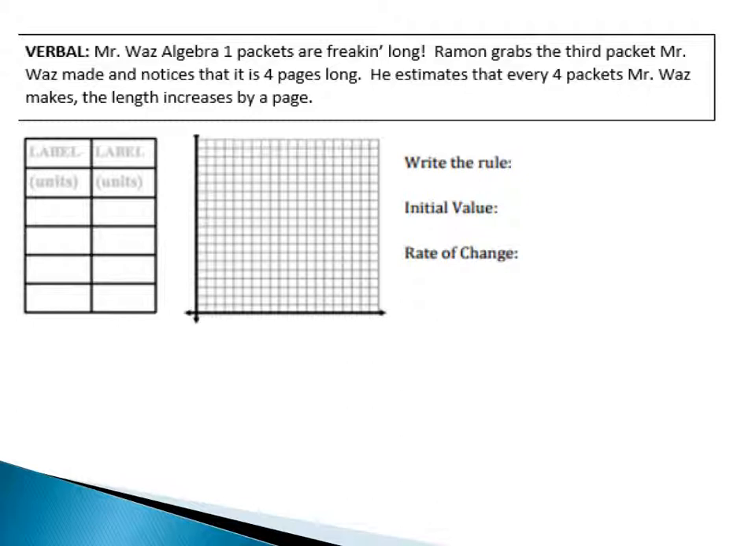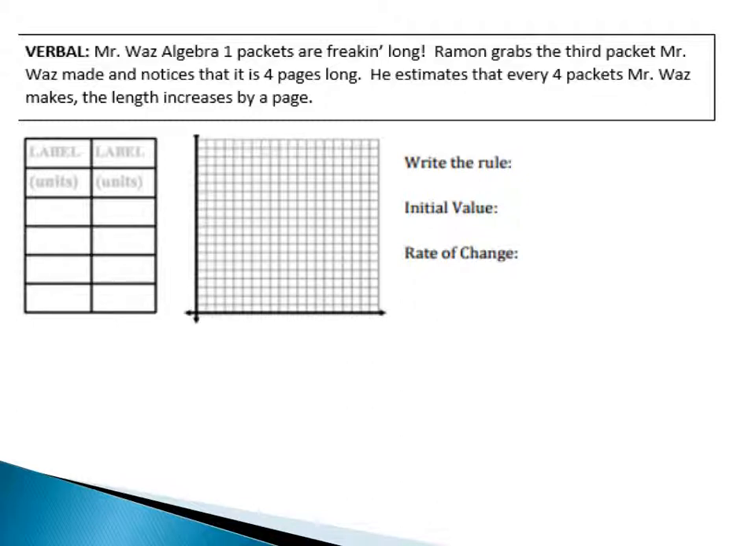Okay, but just for the sake of this, let's say Ramon grabs the third packet that I made and notices that it's 4 pages long. And he estimates that every 4 packets that I make, the length increases by 1 page. So the first packet I made that he notices was 4 pages. That means every other packet that I make is going to get bigger by 1 page.